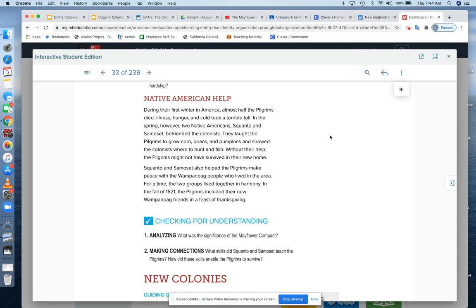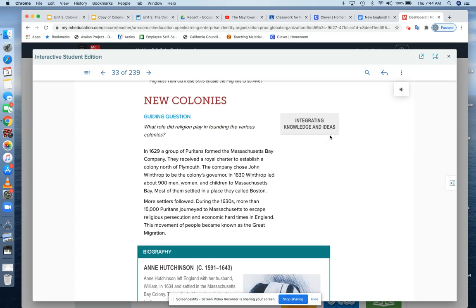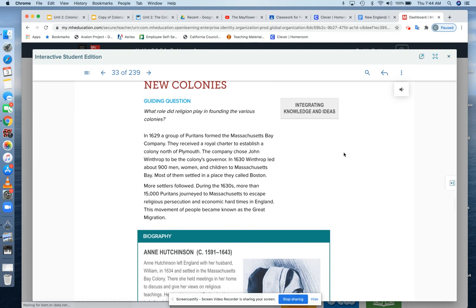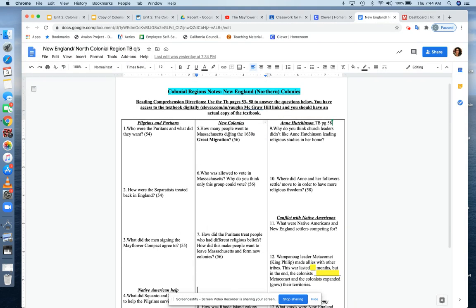In the fall of 1621, the Pilgrims included their new Wampanoag friends in a feast of Thanksgiving. New colonies. And on your paper, if you go to the middle column, it says New Colonies. Number 5, we're taking a look at how many people went to Massachusetts during the 1630s Great Migration.